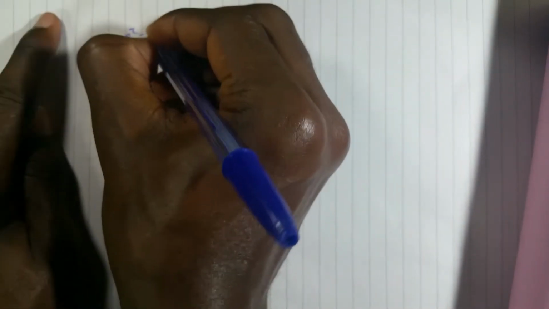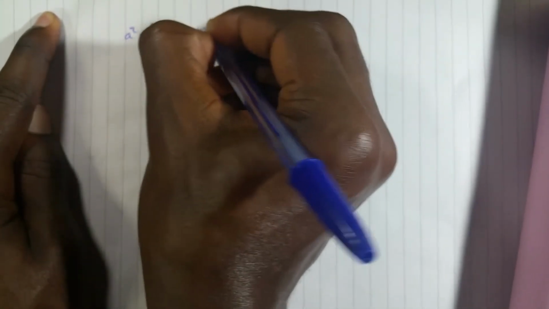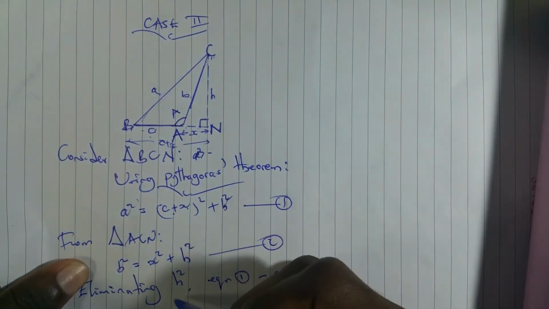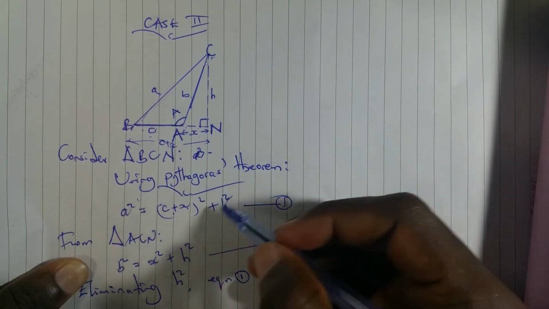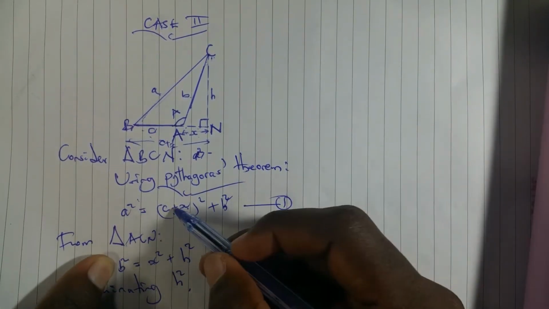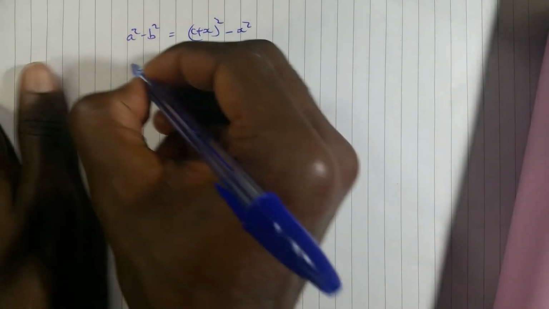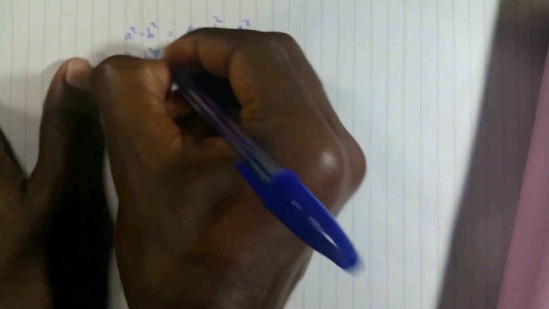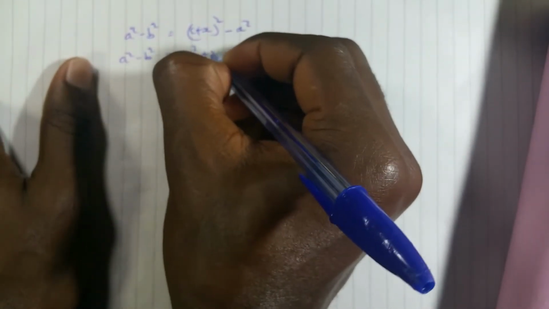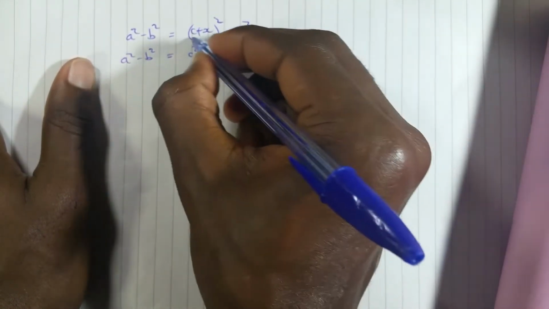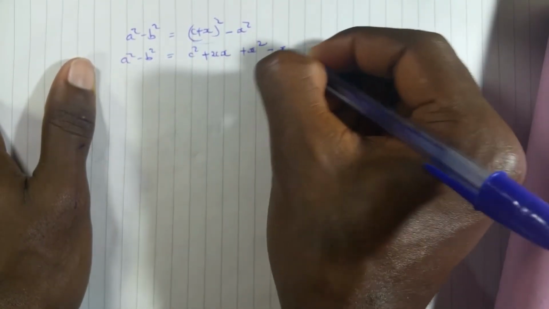So we have here a squared minus b squared equals (c plus x) squared minus x squared, then h squared will just die. This one will cancel if you subtract this from that. So a squared minus this equals this minus that. This one will be plus that minus that, which will go to 0. So here we have a squared minus b squared is given by c squared plus 2cx plus x squared, that's expanding that, then minus x squared.